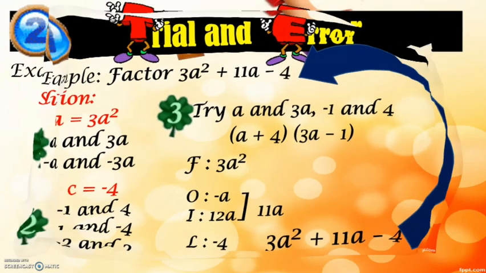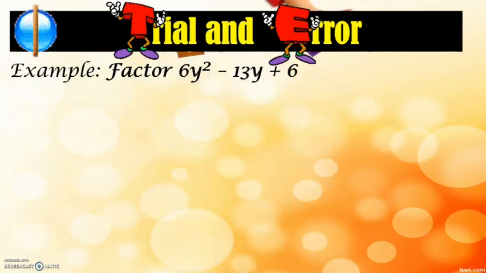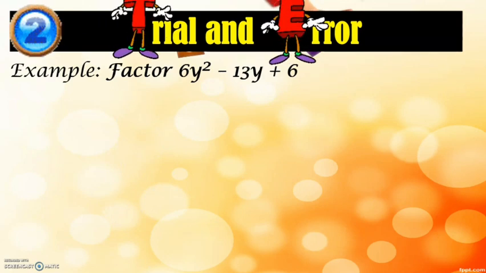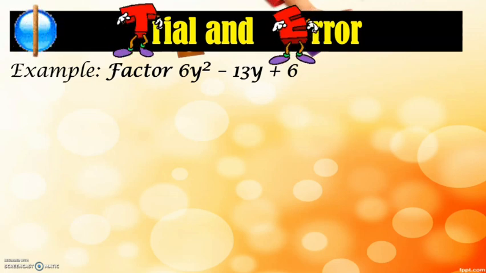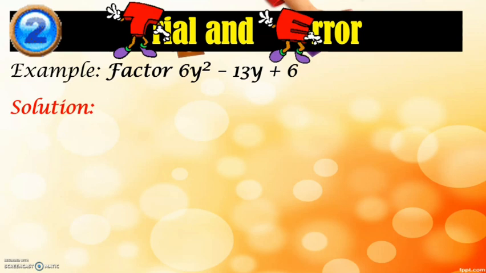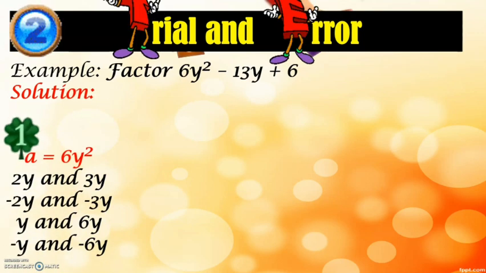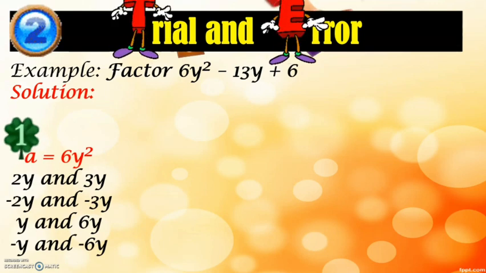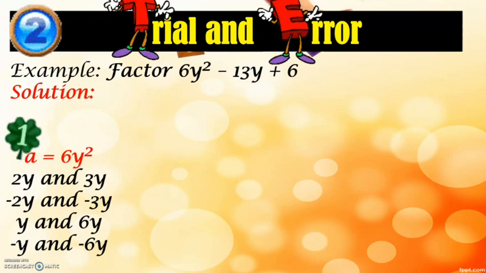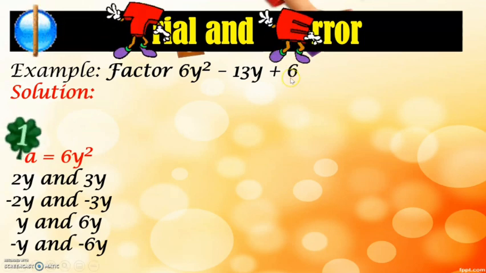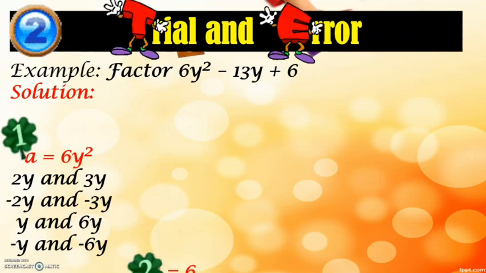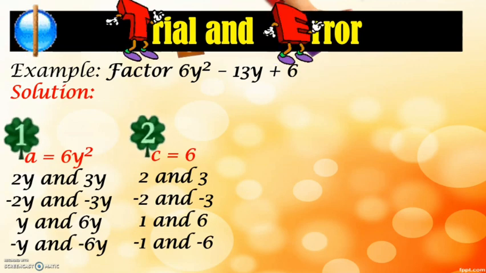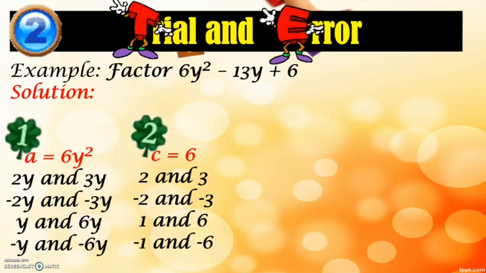Let's try another example. Factor 6y squared minus 13y plus 6. So we need to find a pair of factors for the first term, 6y squared: possible 2y and 3y, negative 2y and negative 3y, y and 6y, negative y and negative 6y. How about the last term, 6? What are the pairs of factors of 6? You have there 2 and 3, negative 2 and negative 3, 1 and 6, negative 1 and negative 6.